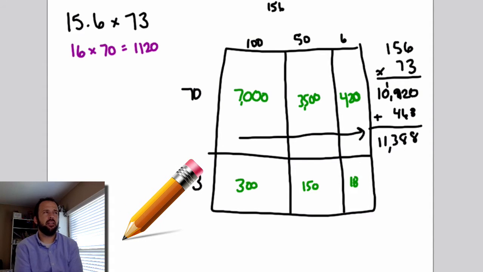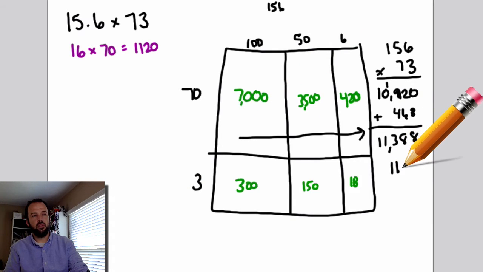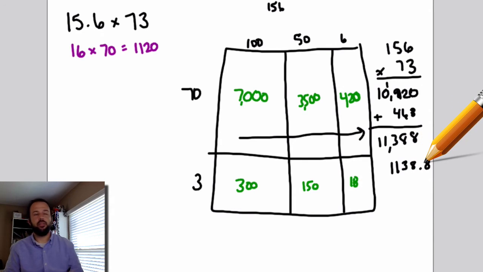And again, I had tenths to begin with. I changed this into tenths, so I gotta change it back. So I multiplied by 10 to get that to 156. I gotta divide by 10 again. So really, my answer is going to be 1,138 8/10. Okay, whew, that's a tough one.